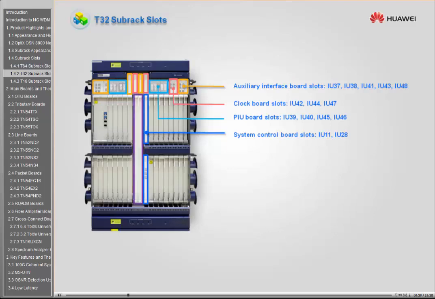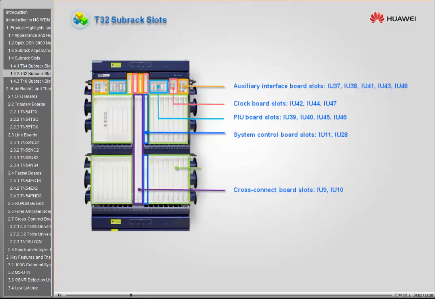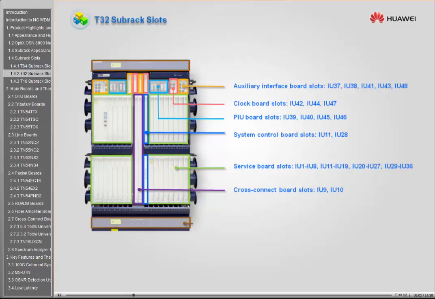The cross-connect board slots are reserved to hold 1 pair of cross-connect boards. The cross-connect boards are in 1+1 backup. As you may have observed, the service board slots are used to hold service boards. All the service board slots support electrical cross-connections. A fan board slot is present in each of the upper and lower portions to hold a fan tray assembly, which contains 3 independent fans.